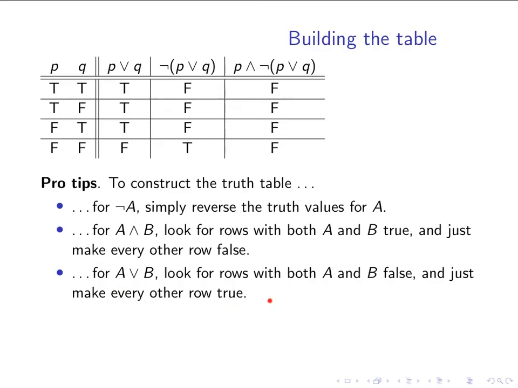And then finally, if I'm trying to form a logical OR, then I'm looking for any row where the column for A and the column for B are both false. That will make A or B false, and every other row will make A or B true. And that's exactly what I did here.